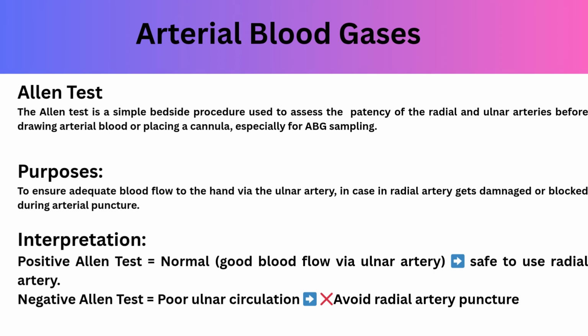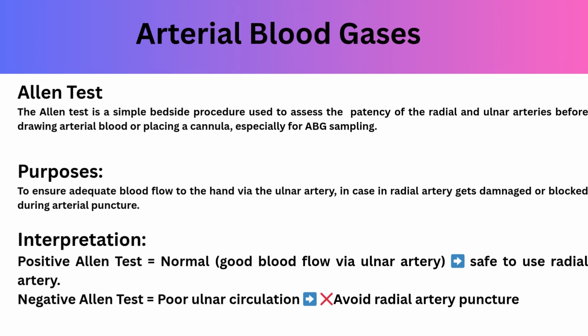Before we do ABG, we do the Allen test. The Allen test is a simple bedside procedure used to assess the patency of the radial and ulnar arteries before drawing arterial blood or placing a cannula, especially for ABG sampling. Purpose: to ensure adequate blood flow to the hand via the ulnar artery in case the radial artery gets damaged or blocked during arterial puncture.